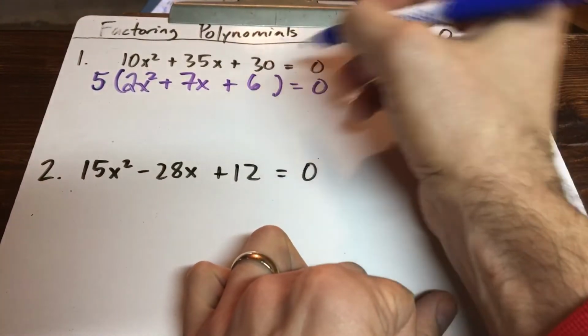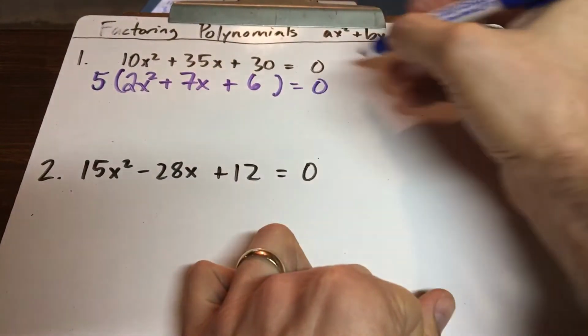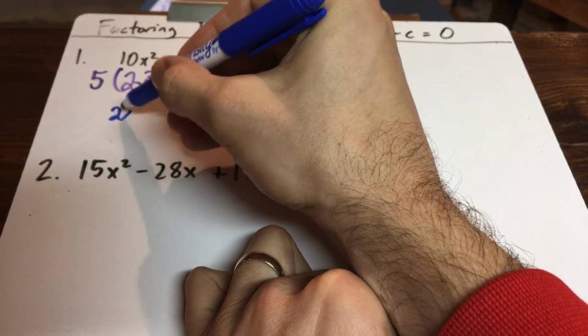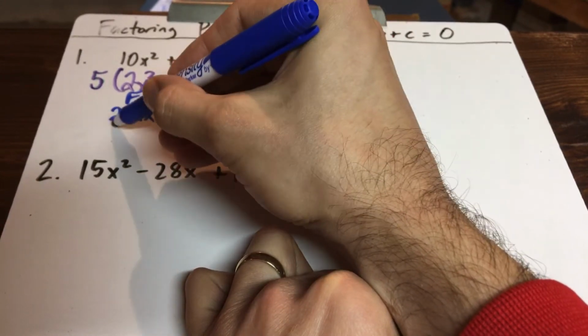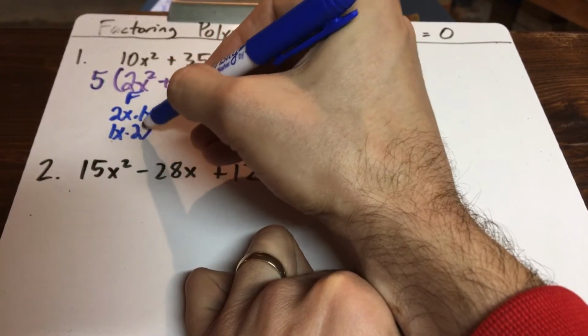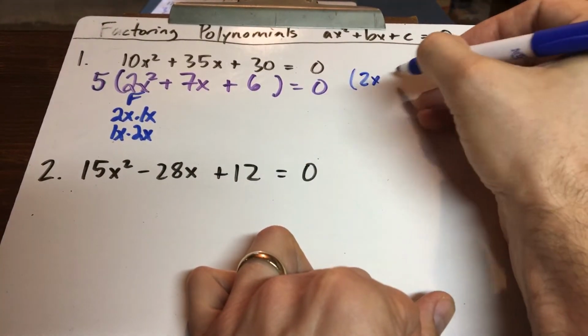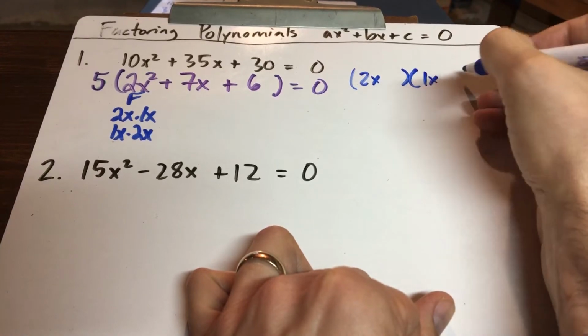So now here is going to be our guesses. How do we think they came up with 2x squared? It's got to be 2x times 1x. That's the only way to get 2. I guess it could be reversed, 1x and 2x, but it's got to be one of those combinations. So I'm going to guess over here, 2x times 1x.